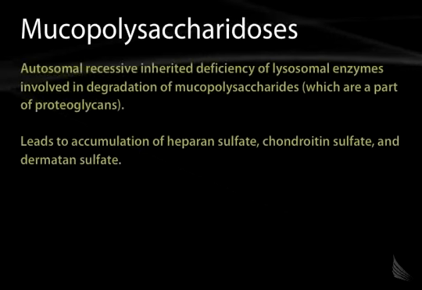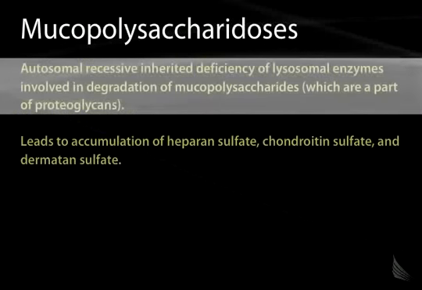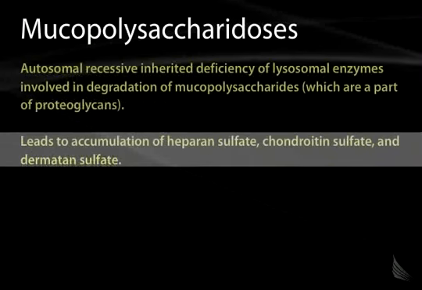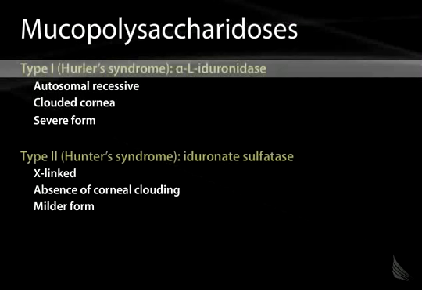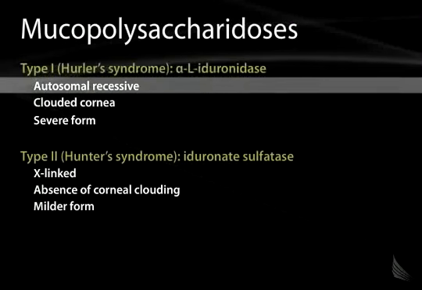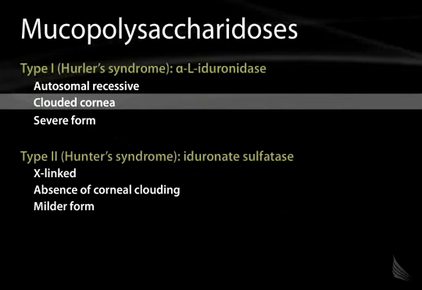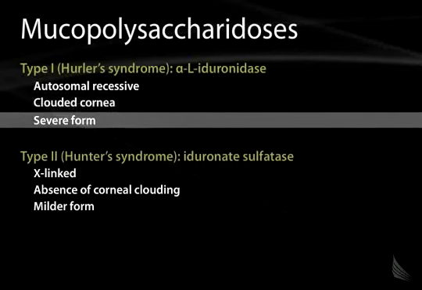Now, mucopolysaccharidoses are a group of diseases that result from a deficiency in the lysosomal enzymes which are involved in the degradation of mucopolysaccharides. And again, we talked about this at some length in biochemistry. What happens then is you get accumulation of these mucopolysaccharides in lysosomes and cells, leading to cell death. So these come in different types. Type 1 is Hurler syndrome, a defect in alpha-L-iduronidase. It's autosomal recessive and results in clouded cornea and other defects. It's a very severe form of the disease.